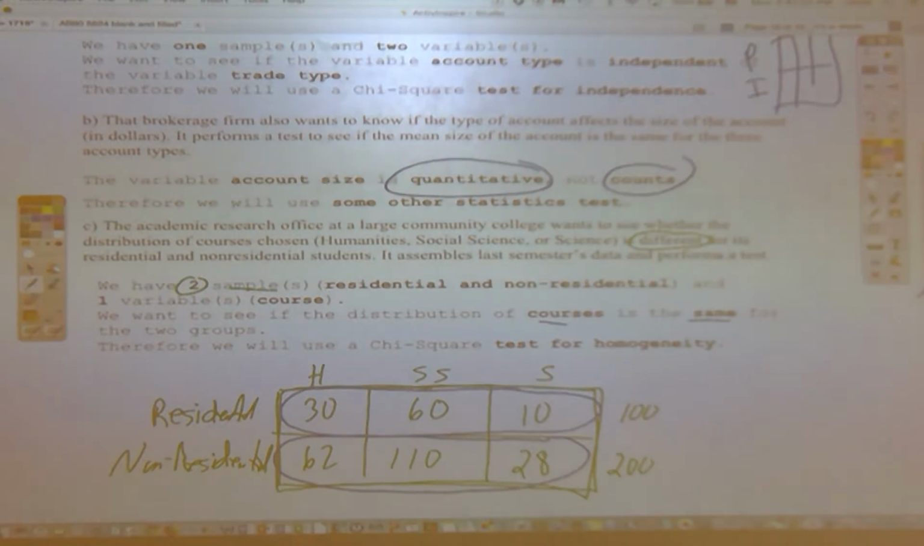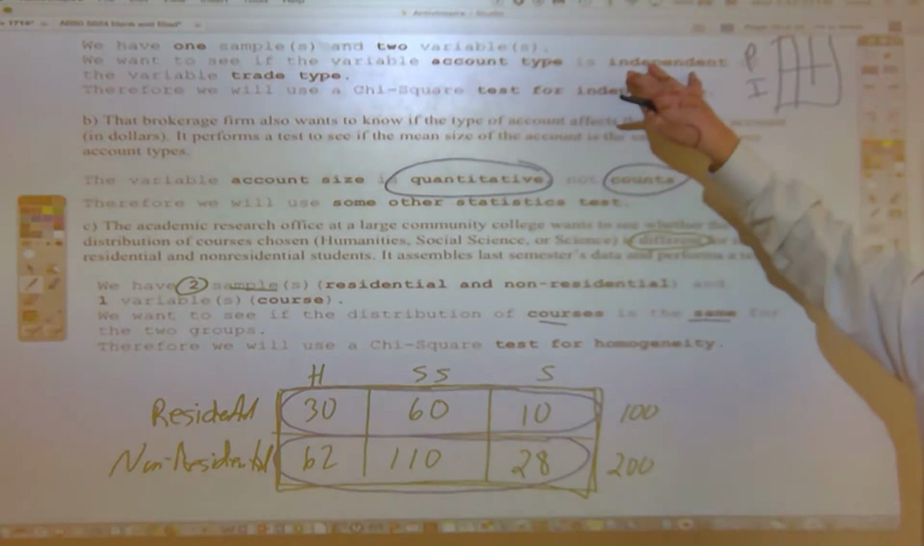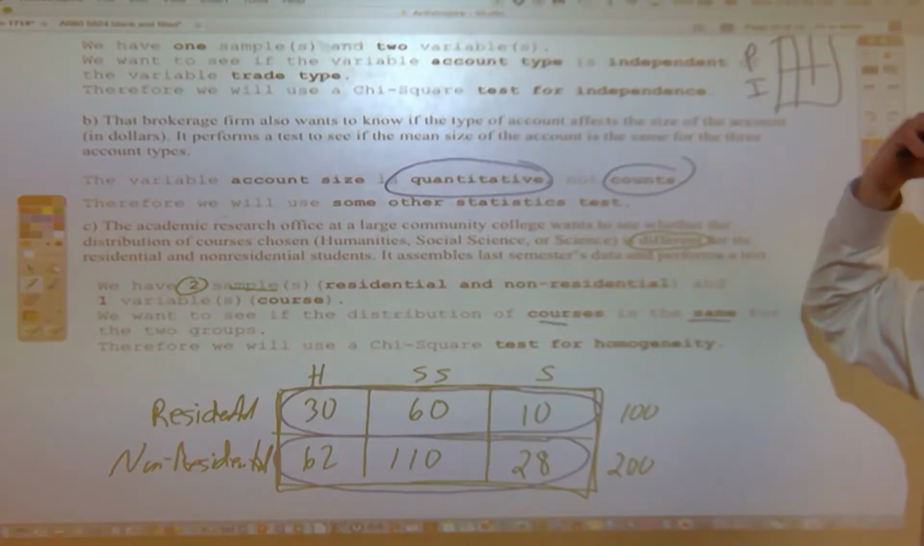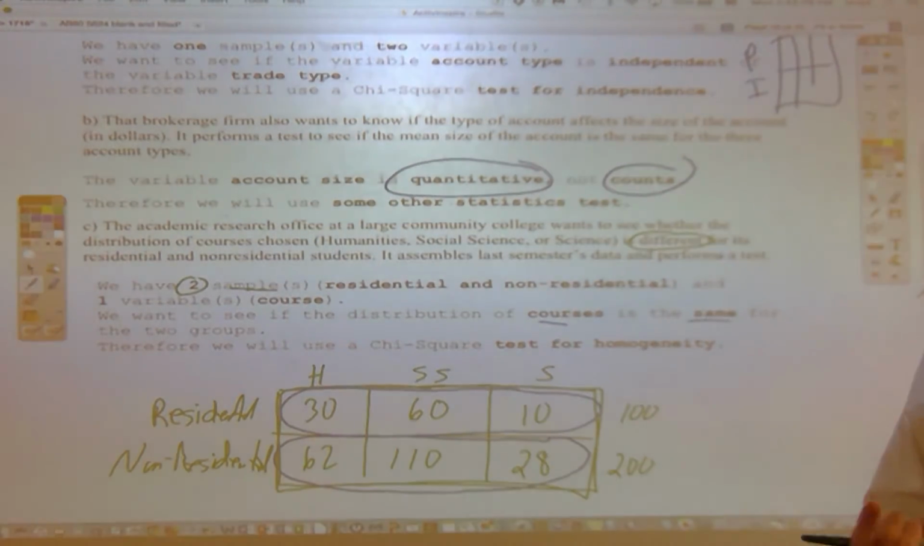So really we're only looking at whether one sample was taken or two samples taken? Yeah. But we haven't looked at the chi-square test for goodness of fit yet. So right now, what we're looking at is if you have one sample and two categorical variables, that's a chi-square test for independence. Two samples with one categorical variable is a chi-square test for homogeneity.